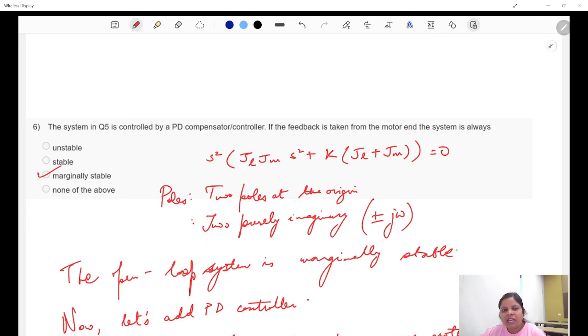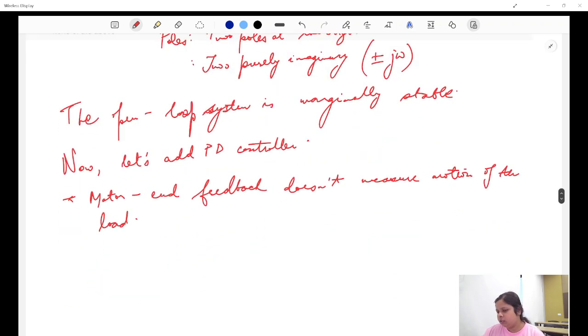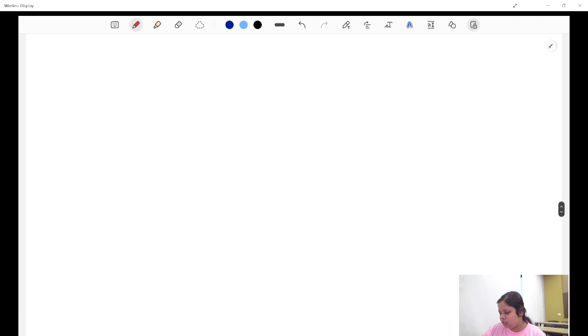Okay. So PD controller, motor end feedback. If the feedback is taken from this motor end and it is being used with some controller, it does not help because we don't actually measure the motion of the link and it cannot compensate for that. Okay. That is the only reason here.